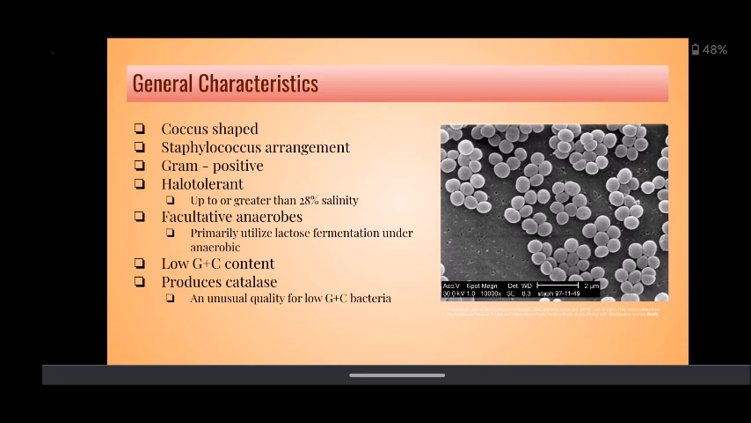If the name itself didn't give it away, it is a coccus-shaped bacterial species arranged as the staphylococcus. It is also gram-positive and halotolerant. It is a facultative anaerobe, so it primarily prefers an aerobic environment. However, in an anaerobic environment, it can ferment different sugars, primarily lactose when available. It is a low GC content species, and it can produce catalase, which actually is unusual for a bacterial species that has a low GC content.